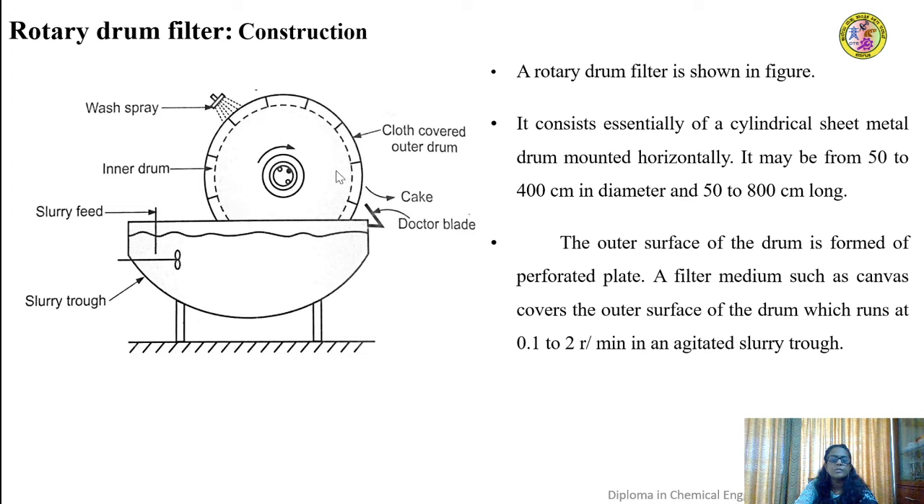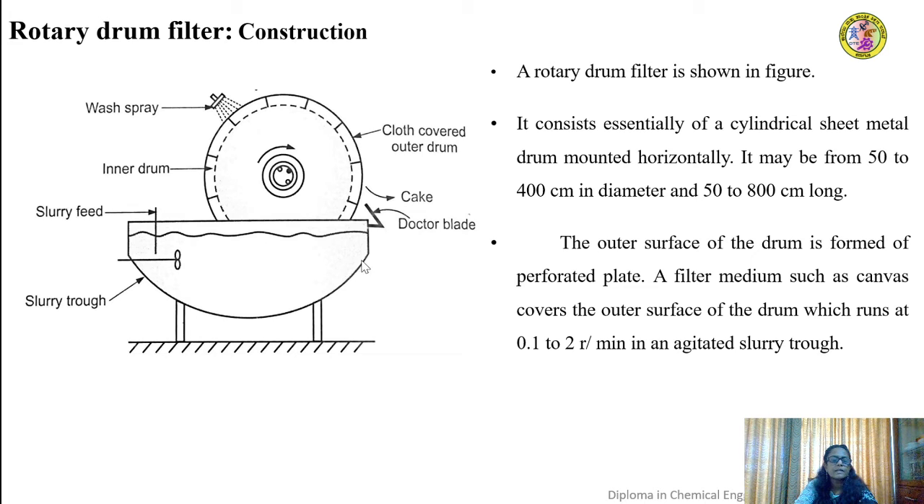The drum during the operation will revolve at a slow speed of 0.1 to 2 revolutions per minute, and during that rotation, it continuously dips into a tank containing the slurry that is to be subjected to filtration. The slurry tank will be provided at the bottom of the drum, such that when the drum rotates, a small part of it continuously dips inside the slurry.